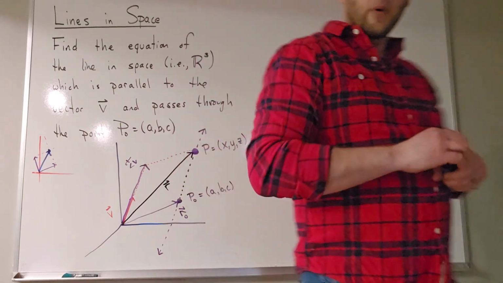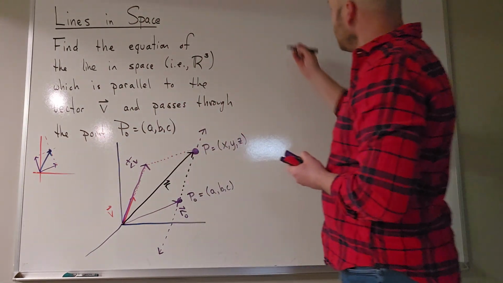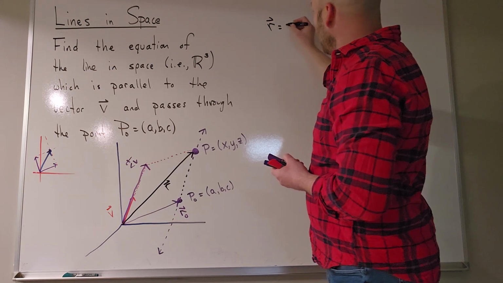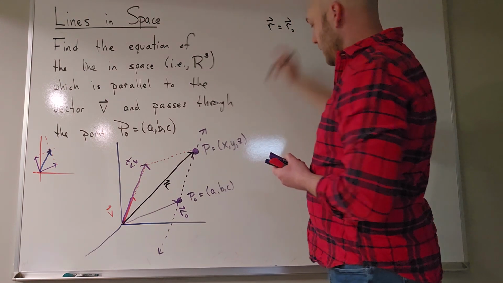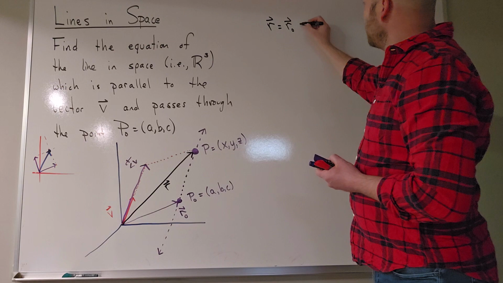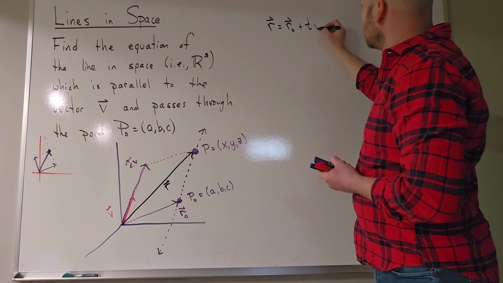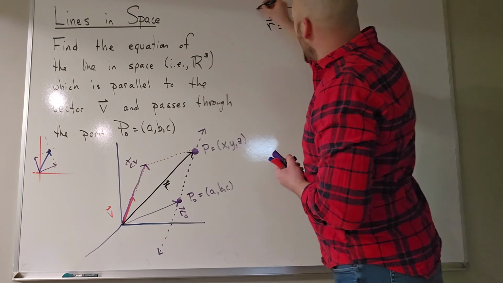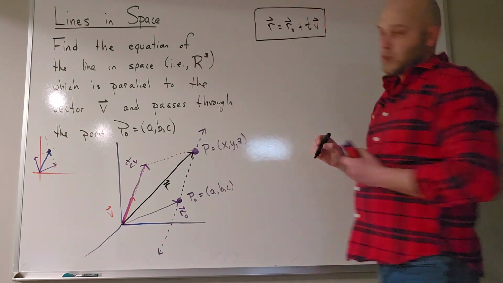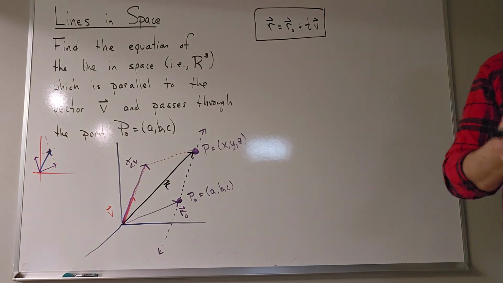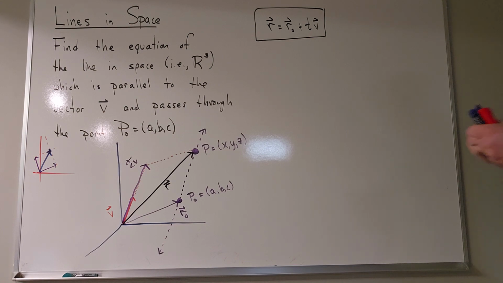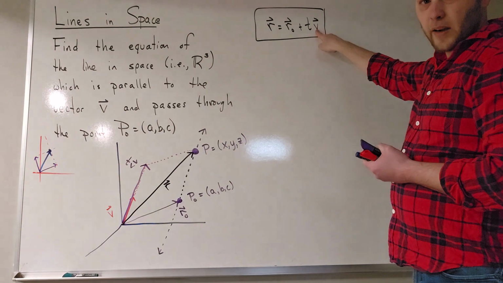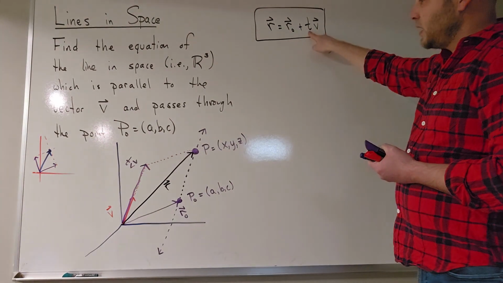Okay. So the summary is the following. The vector r is given by the initial vector plus t times v. So this right here is the formula for the equation of a line in 3-space. Okay. Notice, this is a fixed vector, this is a fixed vector. The only thing that changes is t.